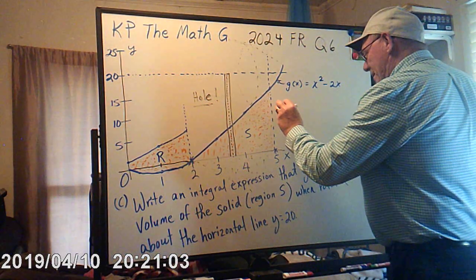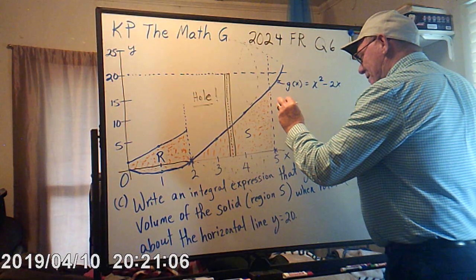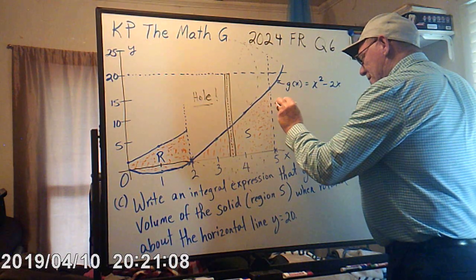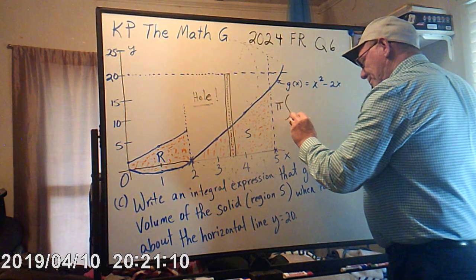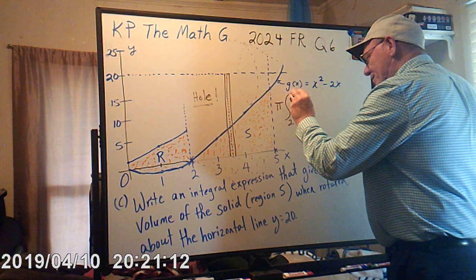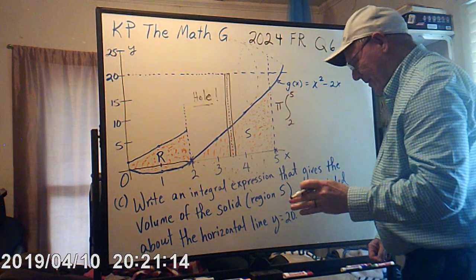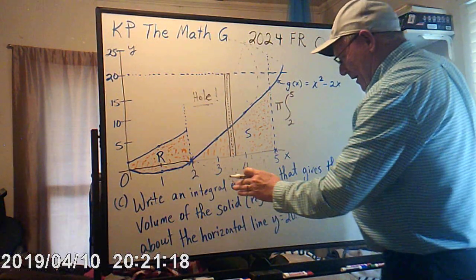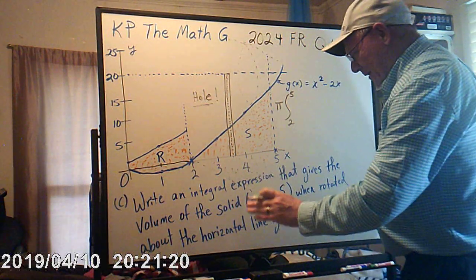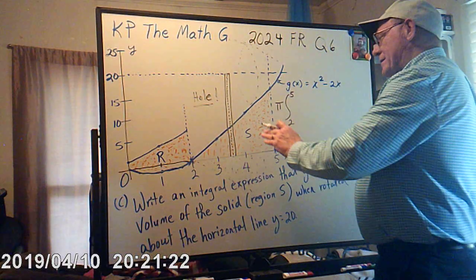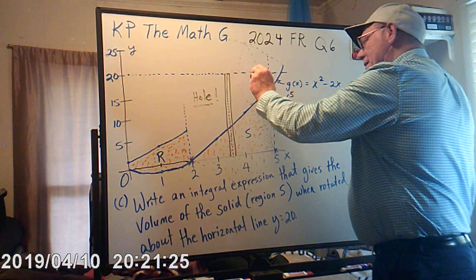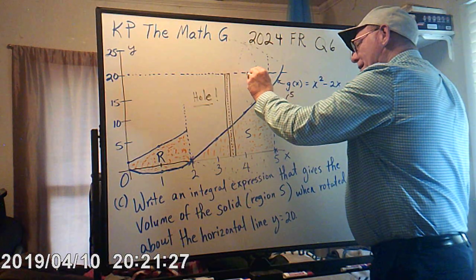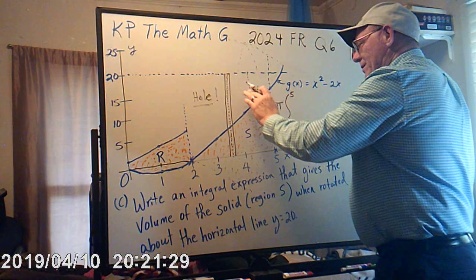Alright, so we know that it's going to be pi. I'm going to squeeze this over here. Now we are going from 2 to 5. So that's all we're asking to do is set up, but do not solve, an integral expression that gives the volume of the solid. Okay, so this is going about this line. Right here, you have a radius here.